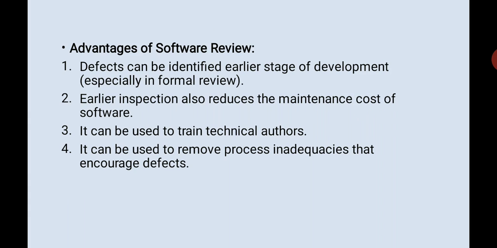What are the advantages? Defects can be identified at earlier stage of development, especially in formal review, right? Earlier inspection reduces the maintenance cost of the software. This was the one that I was talking about when I began my video, right? And it can be used to train technical authors, which is very correct. It can be used to remove process inadequacies that encourage defects.